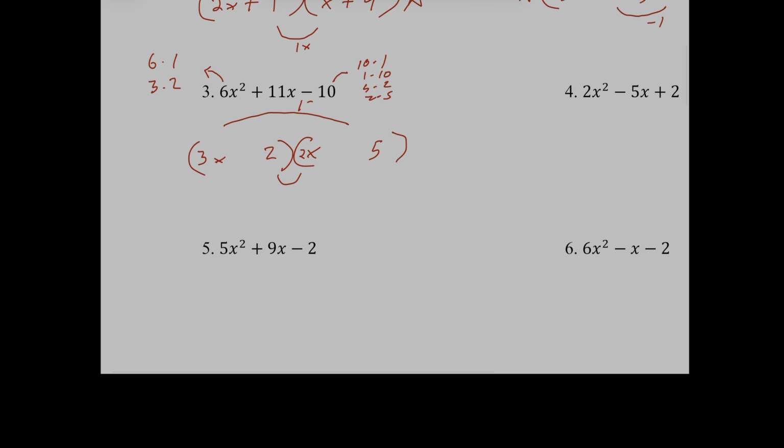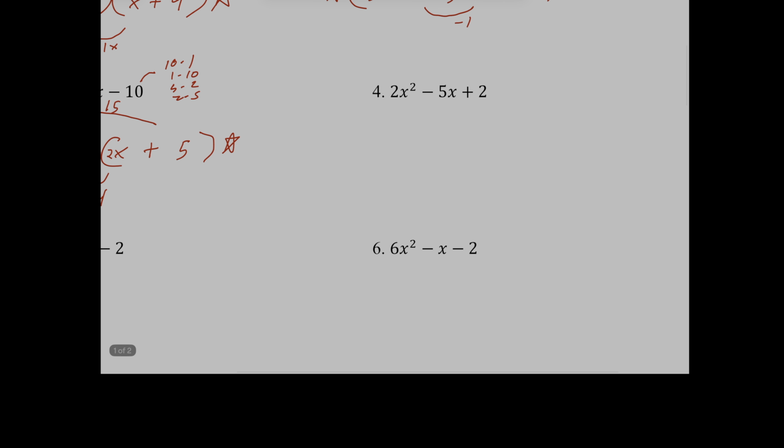3 and 2 will give me a 15. 2 and 2 will give me a 4. Will they subtract to 11? They sure will. But to get to a positive 11, the 15 has to be positive and the 4 has to be negative. So 3 times what kind of a 5 will give me a positive 15? A positive 5. What kind of a 2 times 2 will give me a negative 4? A negative 2. And that, my friends, is the answer.